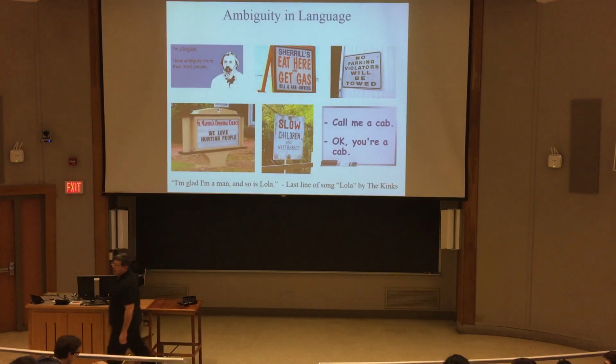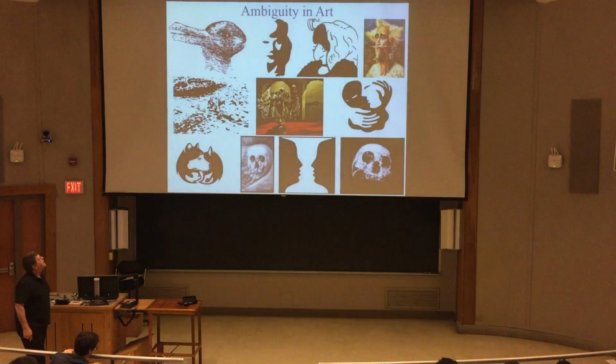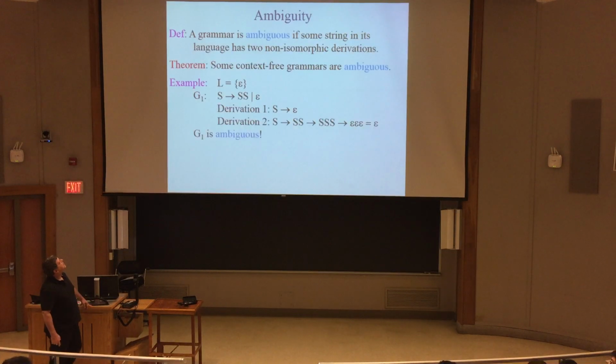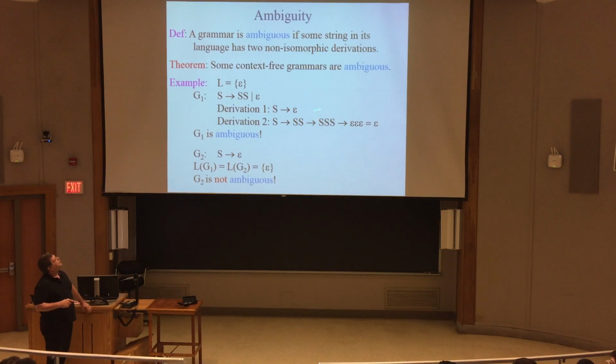So ambiguity could be great in art or even in music, but not so good in formal languages. A grammar is ambiguous if and only if there are two or more ways to derive some particular string. It could be any string. Not every string has to be ambiguously derived, just one, and the whole grammar becomes ambiguous.